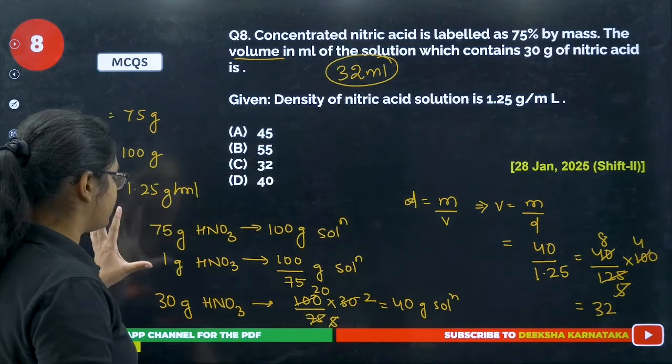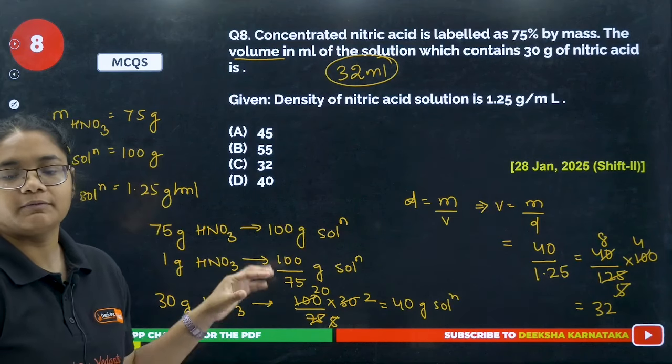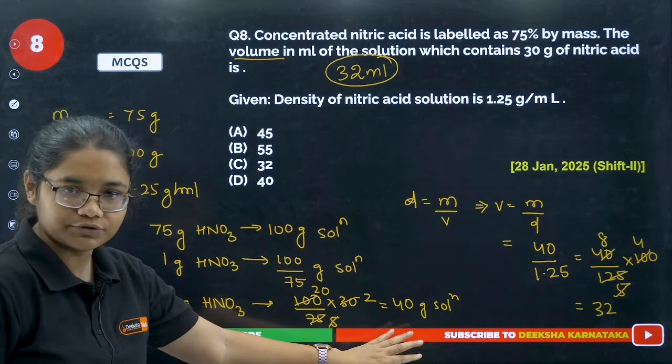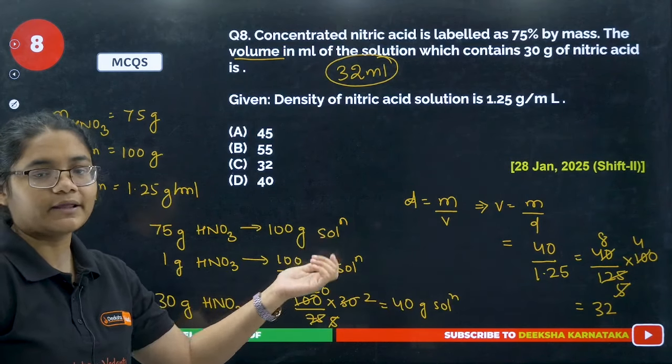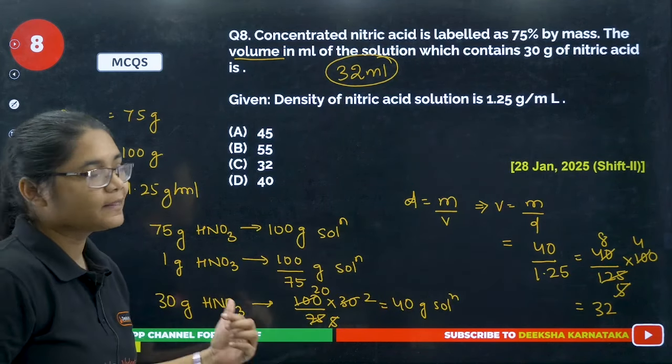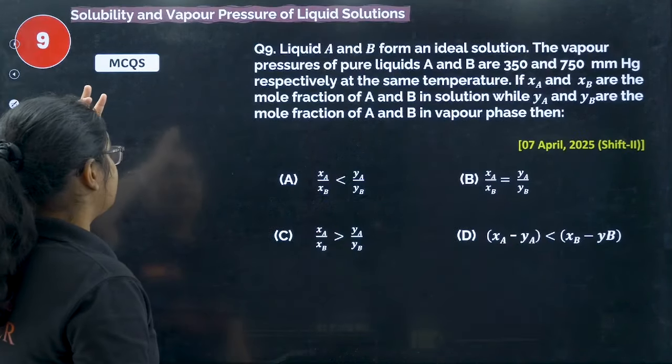So first we calculated 30 gram of HNO3 will be present in how much mass of the solution, and that mass of the solution we are converting into volume by using the density formula. Okay. Moving to the 9th question here.